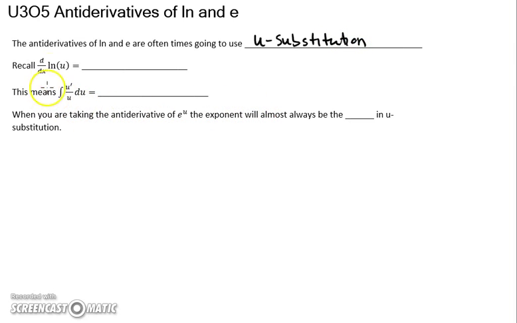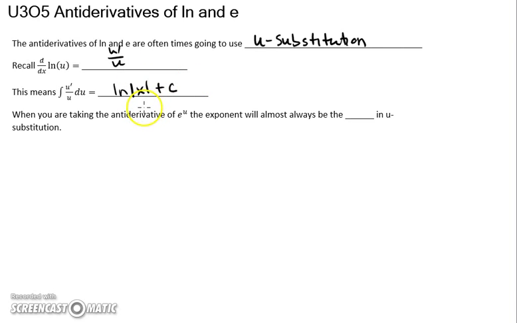So we need to recall that the derivative of natural log of u is going to be u prime over u, which means that the antiderivative of u prime over u is going to be the natural log, except we're going to have to throw in absolute value of u plus c. So remember, derivatives and antiderivatives undo each other. We're throwing the absolute values on there because we can't take the log of a negative number.